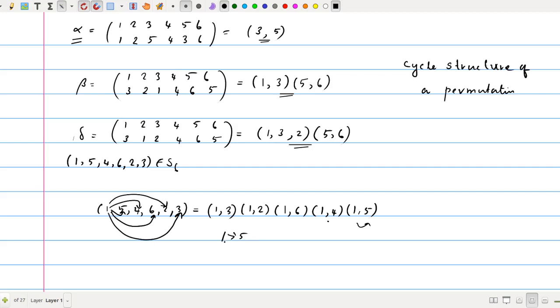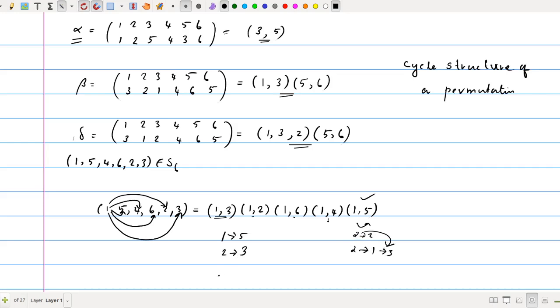Now we will have to evaluate the image of 2. Okay, so first of all you look into this one. This is the first transposition. In this, 2 is fixed, since this does not contain 2. So 2 goes to 2 here. Then you look into this one. Here 2 is fixed, and here 2 is fixed, and here 2 is mapped to 1. Then in this one, that 1 is mapped to 3. So ultimately 2 is mapped to 3. So we can say that the image of 2 is 3.